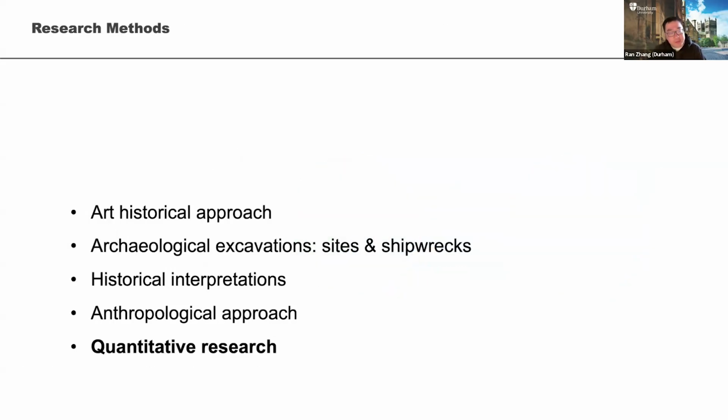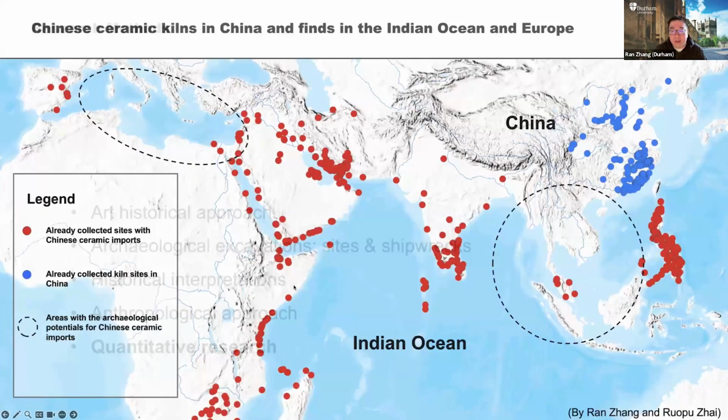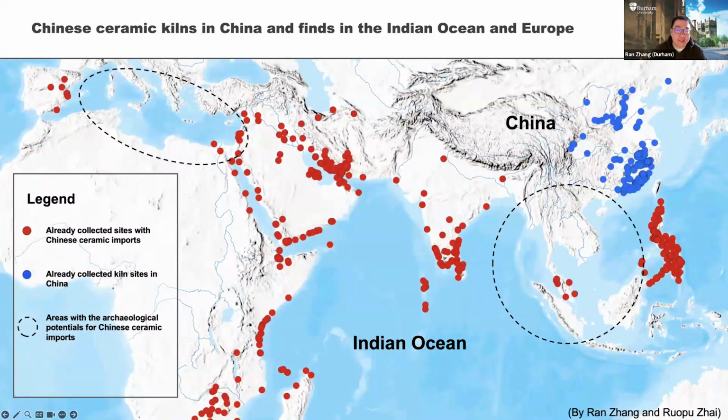And we have different types of methodologies to approach the study of Indian Ocean exchange, but we believe quantitative studies are really valuable. Otherwise, we have anthropological understanding, historical interpretations, and archaeological excavation, which is the key for archaeology studies and art history studies. And this is actually our data collection about the Chinese kilns and also about the Chinese trade ceramics.